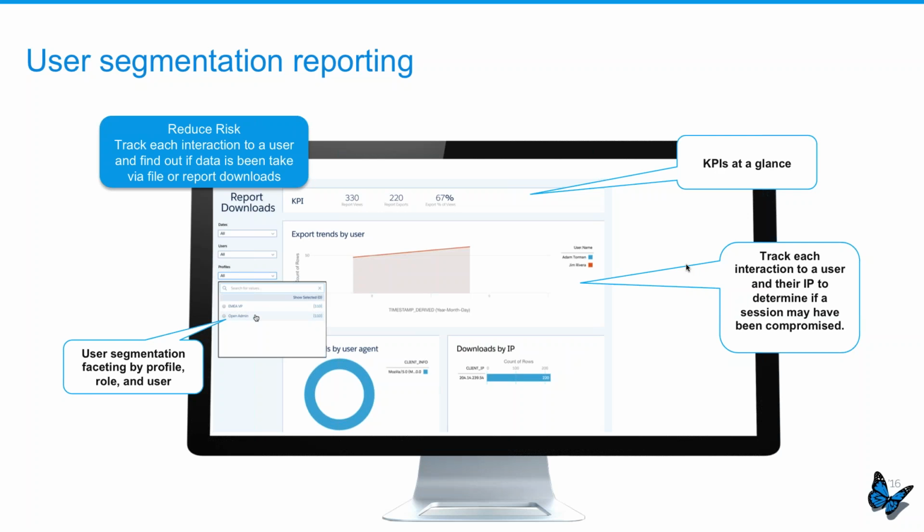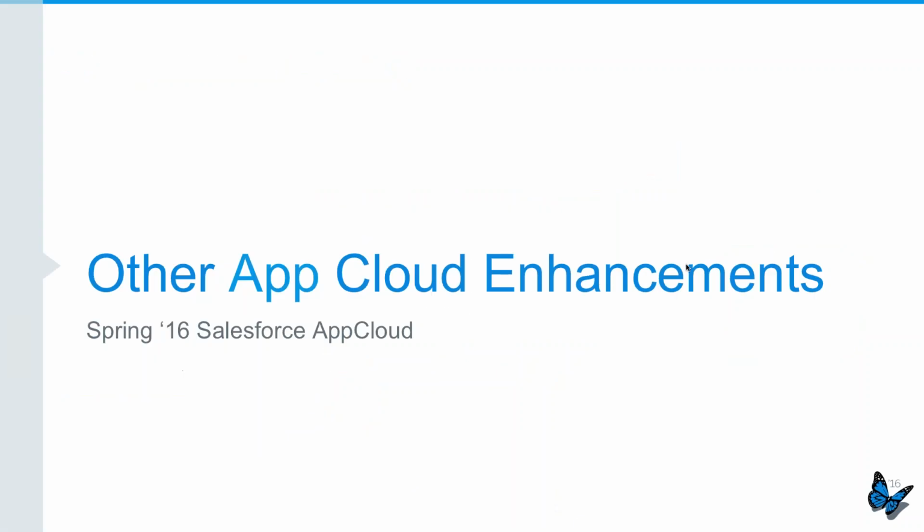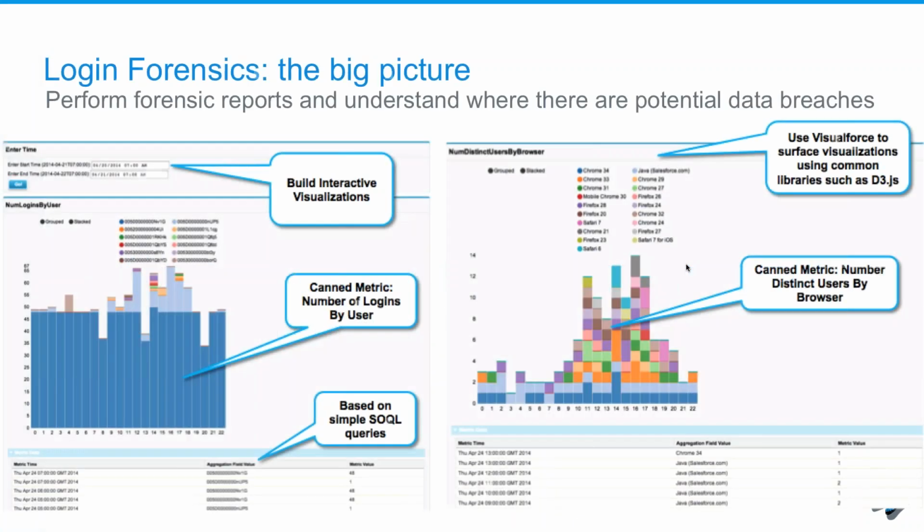You can also look down at the users and segment them by users so you can see which users are making the most out of exporting or using the most. If they're downloading a bunch of information, you can find out which IP they're logging in from to see if that's an okay thing. Make sure that no sessions have been compromised or anything like that. All right, some login forensics. You can see who's logging in by browsers, some more information here.